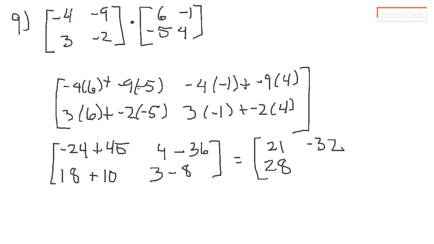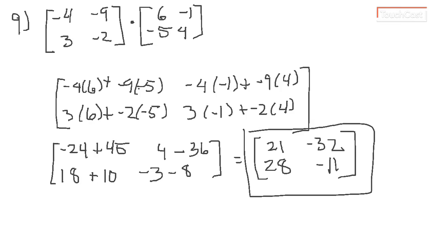And I did make a mistake in my previous part of work. 3 times -1 is not 3. It's -3, which is going to give me -11 in that last element. So if I take the two matrices and multiply them, we get 21, negative 32, 28, negative 11.